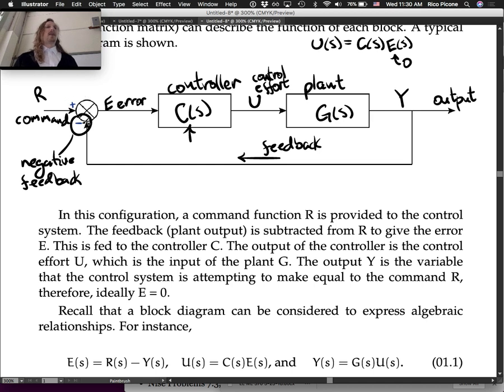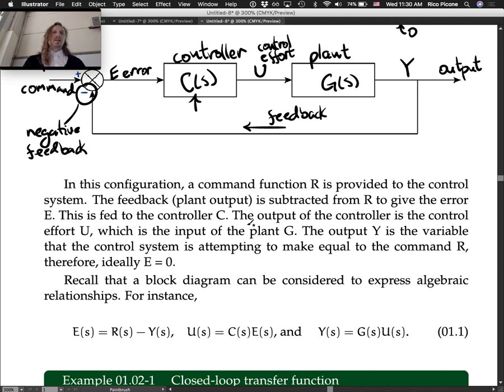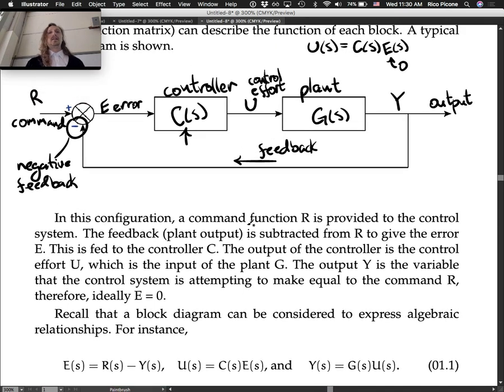But if you have anything that's mixed, you would label each one, hopefully, plus and minus. And then you sum them up and you get the output as what comes out. So R is plus, Y is minus in this algebraic relationship. So that's the algebraic relationship. These are the three that this block diagram has.